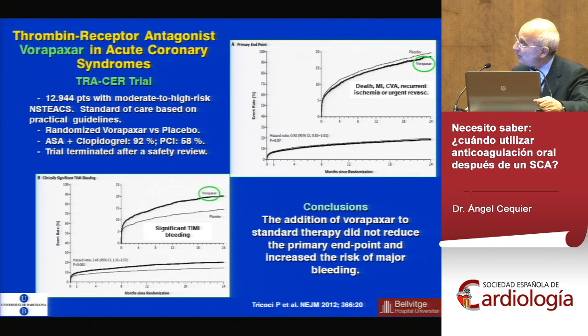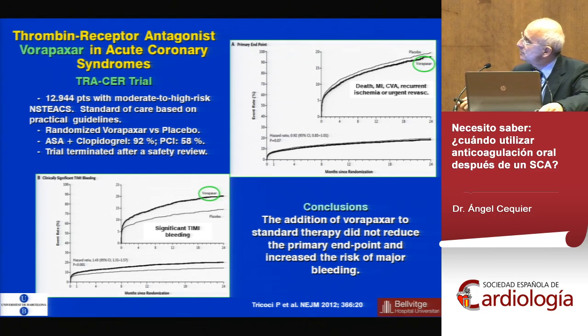También era una población que mayoritariamente estaba tratada con doble dosis de aspirina, con doble dosis de tratamiento antiplaquetario. No se observó ningún impacto beneficioso de la asignación a vorapaxar en comparación al placebo y sí un incremento significativo en las tasas de eventos hemorrágicos. Pueden observar que este estudio prácticamente reproduce los datos del APRISE con el apixaban.